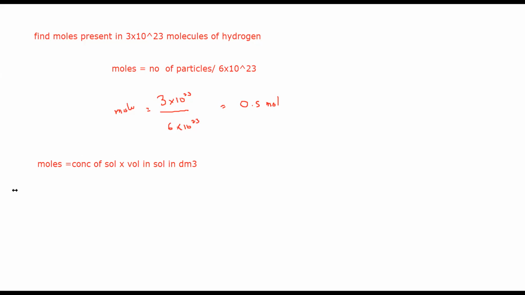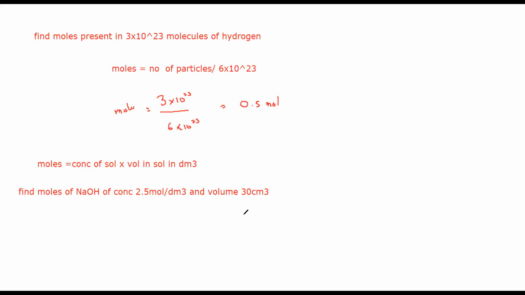Example, if I say find moles of NaOH, sodium hydroxide, of concentration 2.5 mole per dm cube and volume 30 cm cube. So we need the total moles of sodium hydroxide present. Look, the concentration means how many moles are present in 1 dm cube. So you can also use the ratio to solve this question.